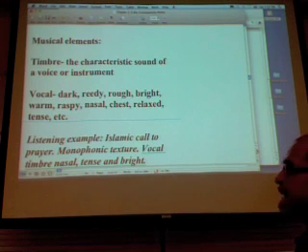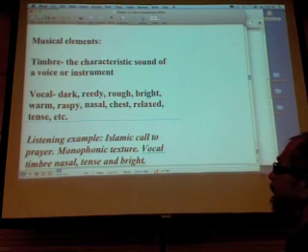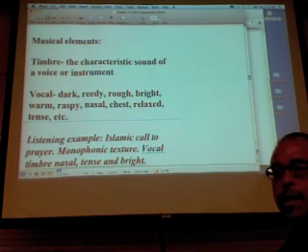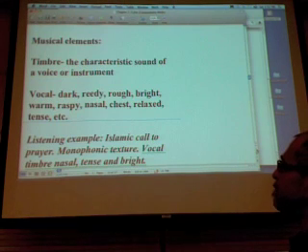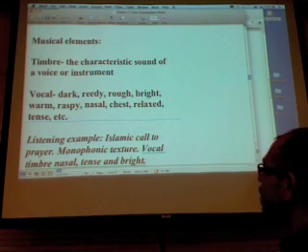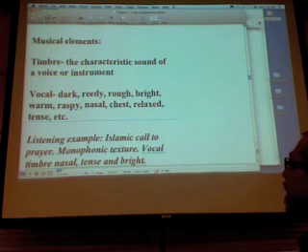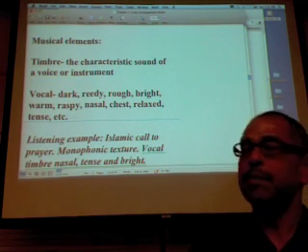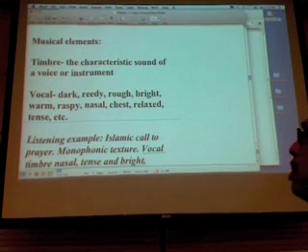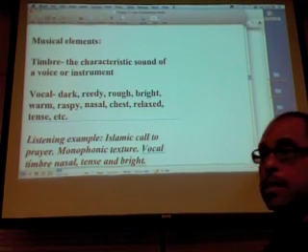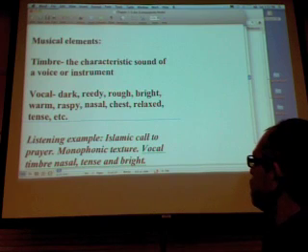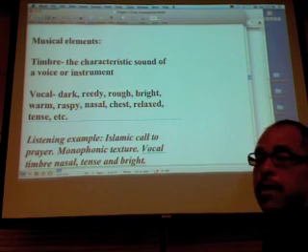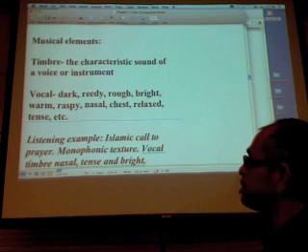Timbre is the characteristic sound of a voice or instrument. Let's just talk about voices for a little while. There's many different ways to describe the sound of a voice. Some voices can be described as dark, or reedy, or rough, think of blues, or bright, or warm, or raspy. Some voices are more on the nasal side, especially in places like North Africa and the Middle East. Some cultures believe it's best to sort of resonate from the chest. Some cultures sing in a very relaxed tone, others very tense.